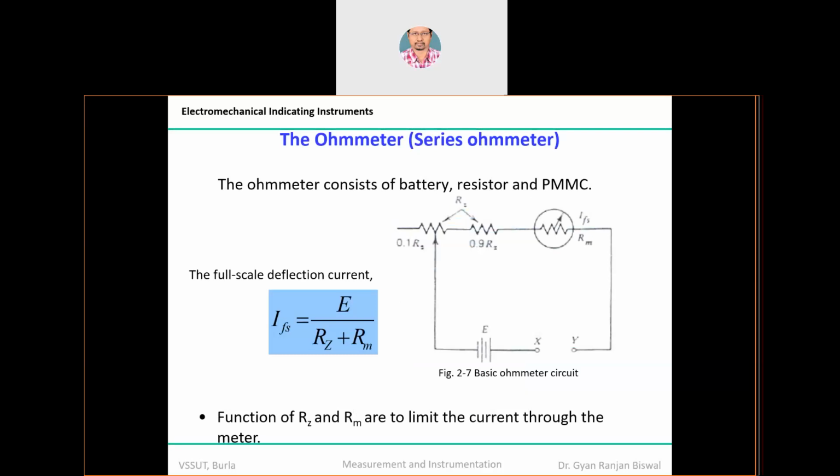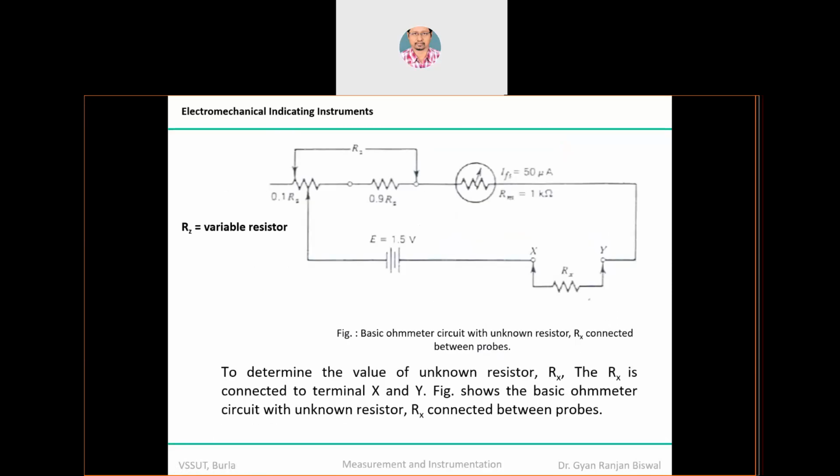Whether you get the factor of 10 or 100, let's say I'm here considering the factor of 10. So your total full scale deflection current will be E upon RZ plus RM. Now you see the position x and y. Between x and y, you connect that particular resistance which you want to measure, whose resistance you wanted to measure. So let's say that value is some Rx value.